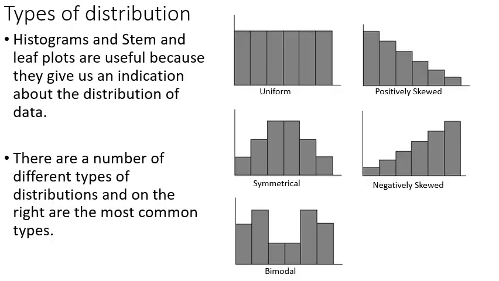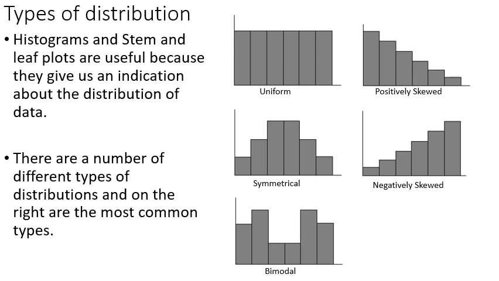So finally in our lesson, we look at distribution of data. Distribution really talks about how spread our data is and where we can find most of our results. Histograms and stem and leaf plots are both very useful because they give us a good indication of the distribution. And there are a number of different distributions. However, the ones here are the most common ones.